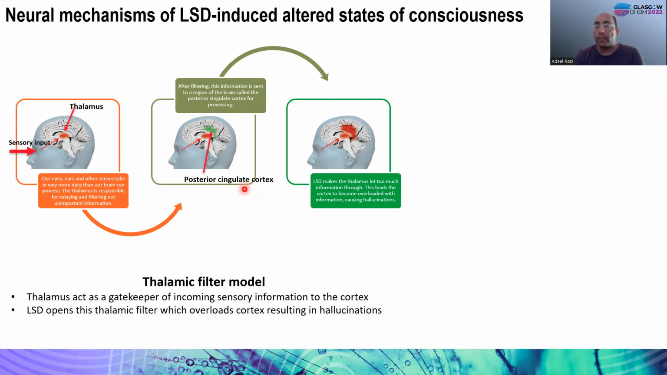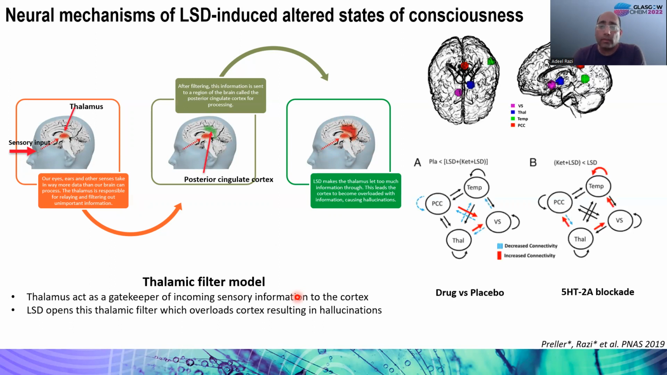The hypothesis is this: under psychedelics, for example LSD or magic mushrooms, the thalamus is more like a gatekeeper which is no longer gatekeeping, and a lot more information goes into the cortex, which results in an overflow of information in the cortex that results in some of the subjective effects of psychedelics. We started to test this hypothesis using dynamic causal modeling.